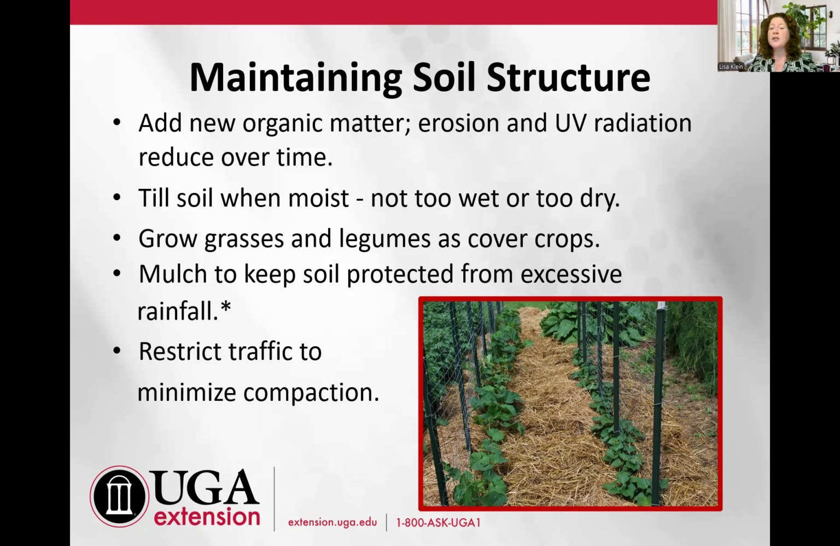Till it when it's moist, but not too wet or dry. Okay, so no mud and not too dry because then it's dusty. You just want it when it's kind of moist.